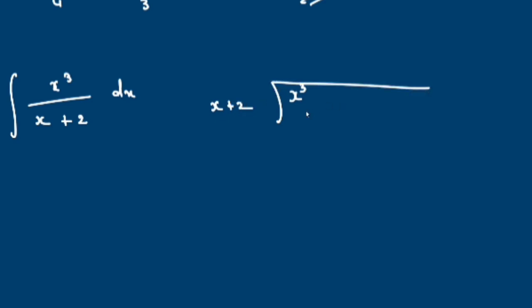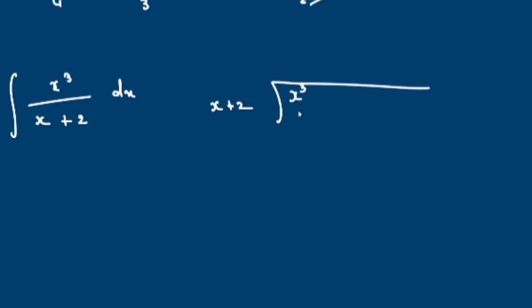Integrate x cube by x plus 2. So, here we can't factorize it and there is no quotient rule. As I told you, to integrate, there is no quotient rule and this x cube cannot be simplified. So, the only method we can use here is to just divide. So, normal division, you have learned algebraic division. So, x cube you have to divide by x plus 2, and find the quotient and the remainder.